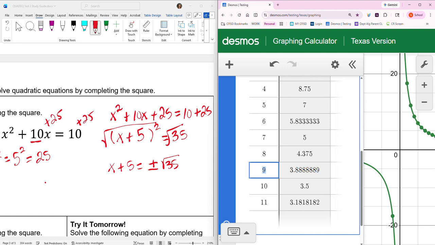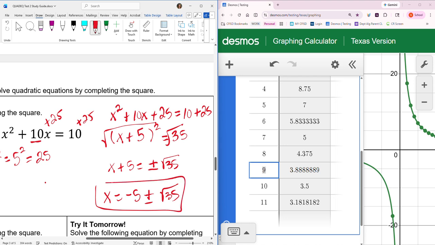Now I need to move the 5 over with that plus or minus the square root of 35. So remember, since it's positive, it's now going to be minus 5 plus or minus the square root of 35. And we are done. That is it.